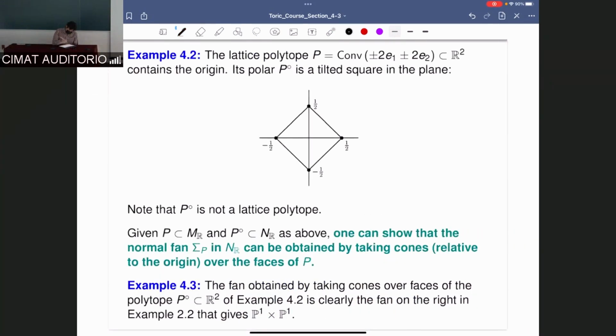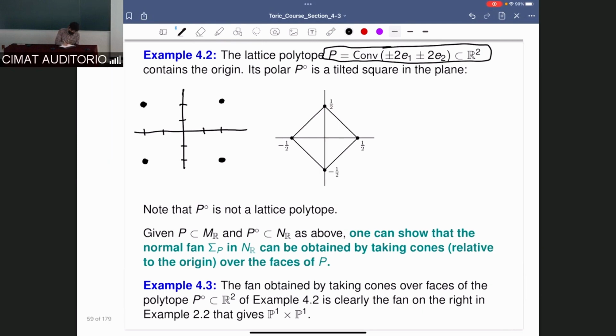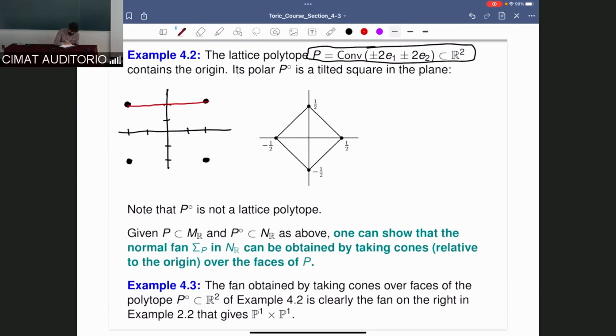If we start with this one up here, if I draw it, there is 1, 2, 1, 2, 1, 2, 1, 2. So one vertex is over here, one vertex is over here, one vertex is up here, and one vertex is up here. So it is this one. This is our starting P. This one is P dual.